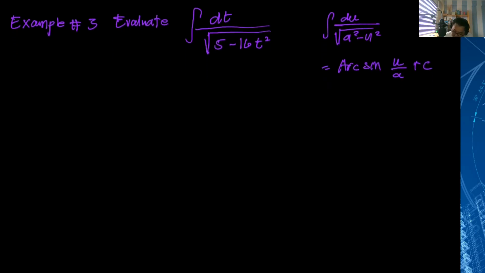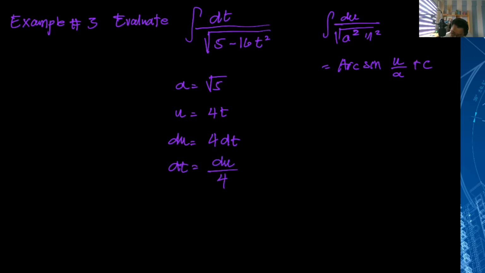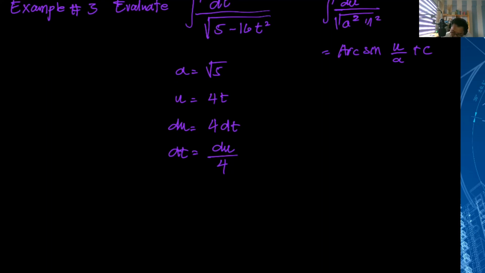Okay? So what is our a here? So a is equal to the square root of 5, and u here is 4t. So if you square this, it will become 5, and the u, if you square this, becomes 16t squared. So let's substitute. By the way, du here is equal to 4 dt, and dt is equal to du over 4. So let's substitute our u and du.